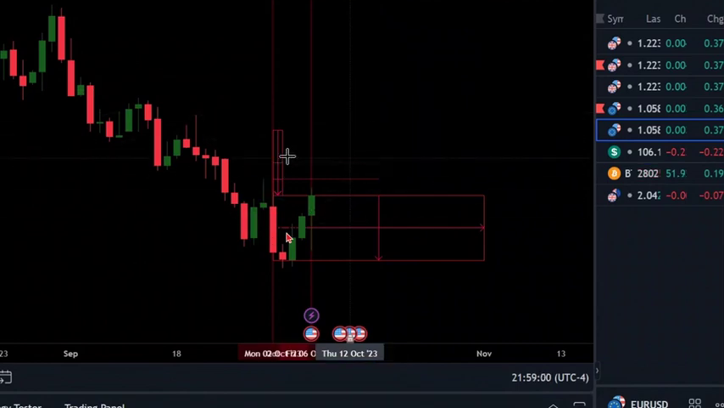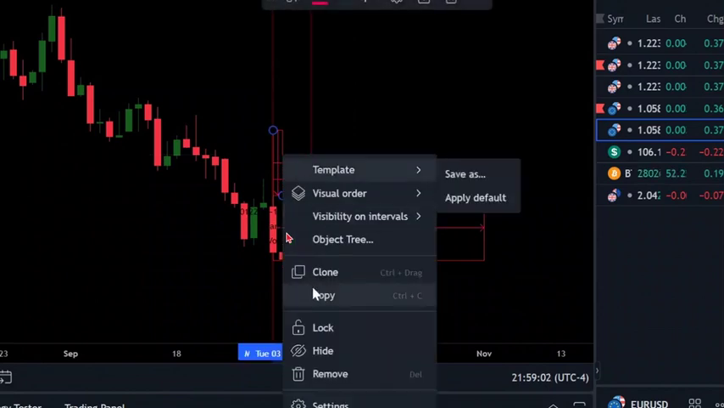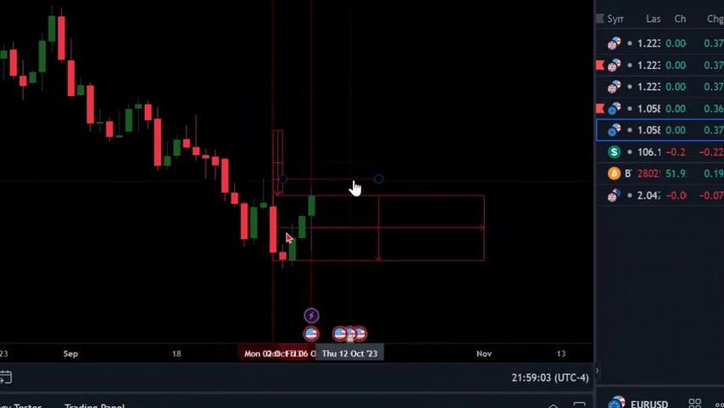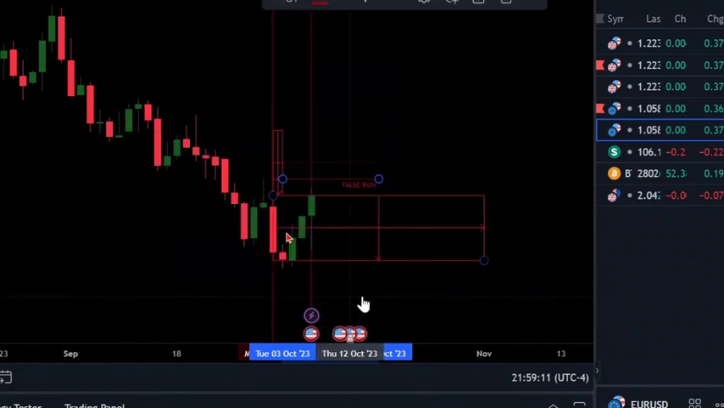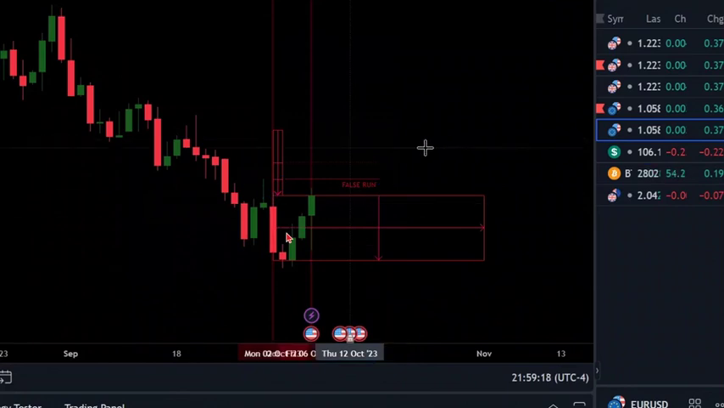So yeah. Then label it false run. That red line, solid red line, just label it false run. Because if price closes above that line, then you can catch a little scalp up to the 50%. Now, like I said, price may continue to keep going. This is not a guarantee. This is just a move to catch that 50%. That's all this is.